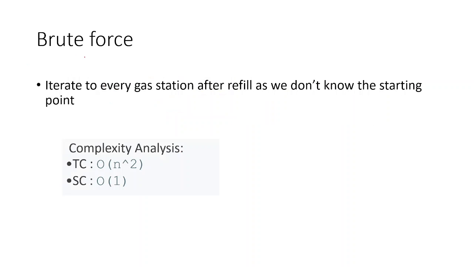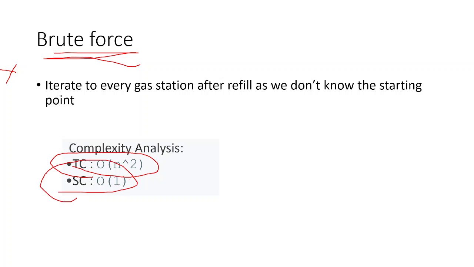So let's see what the brute force is. Brute force is just iterating through all the stations after refilling, and since we don't know the starting point, we have to iterate twice. That will be like taking two for loops, right? Because we are iterating for each. So the time complexity will be O of n square, and space complexity will be O of 1. Can we reduce this? Yes, we can bring that down to O of n.